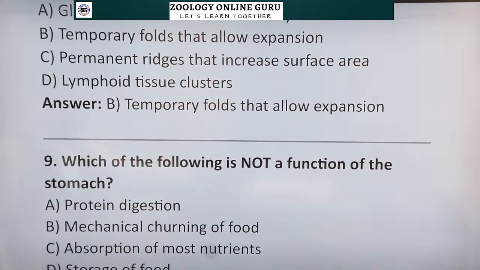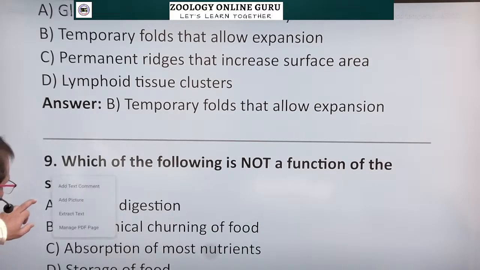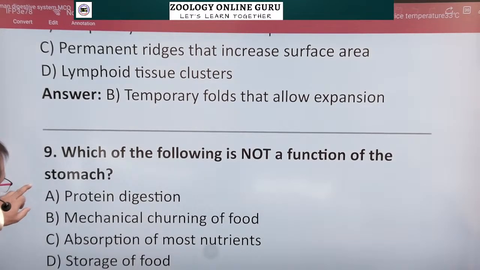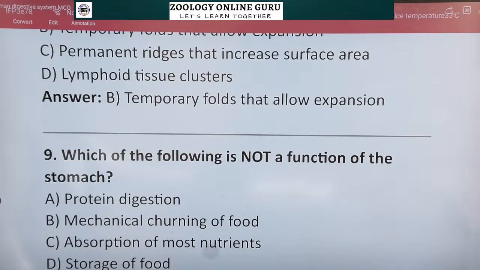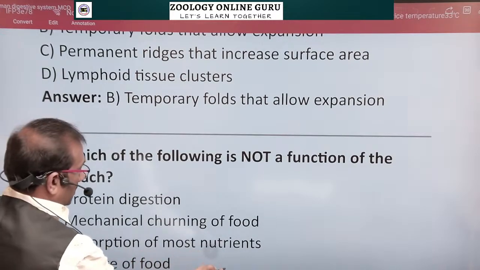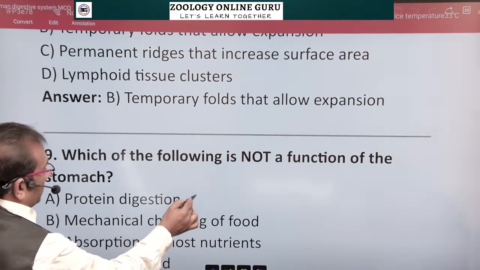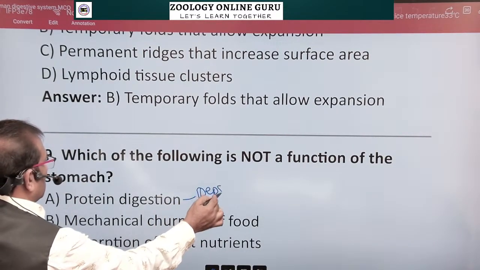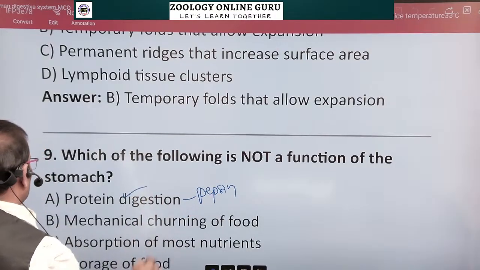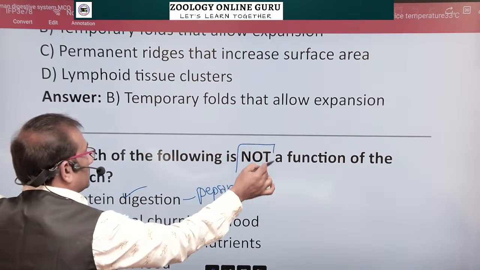Next, which of the following is not a function of the stomach? The answer is D. Protein digestion, yes, pepsin is present. The enzyme pepsin digests the proteins, so that is not the answer.